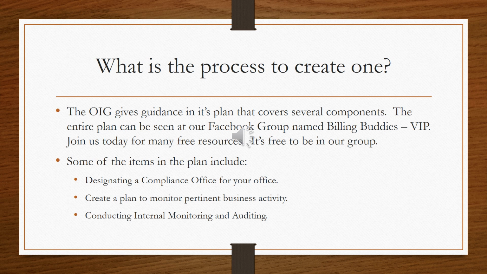Also included in their directive, 3 real pertinent areas is designating a compliance officer for your office, creating a plan to monitor pertinent business activity, such as documentation, billing, modifiers, such things as that. And finally, conducting internal audits and monitoring the business activity to make sure it's done properly.